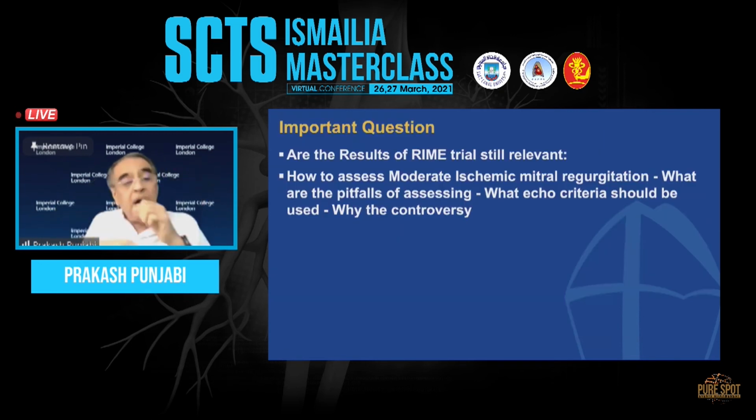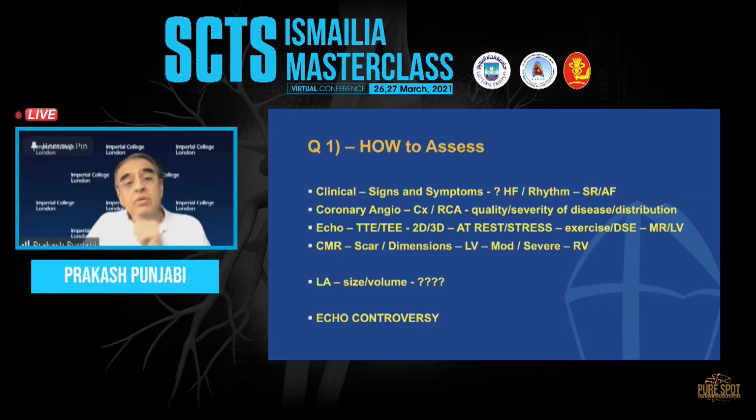So are the results of the RIME trial still relevant? And if the problem is of assessing the moderate MR, what are the pitfalls? So how to assess? You need to be very clear, take the patient's global history. Signs, symptoms, has the patient had previous episodes of heart failure? What is the rhythm? Is he in sinus rhythm? Is he in atrial fibrillation? Look at the angiogram, because you expect that simple revascularization will treat your MR, but if your coronary anatomy is bad, then there won't be much improvement from revascularization.